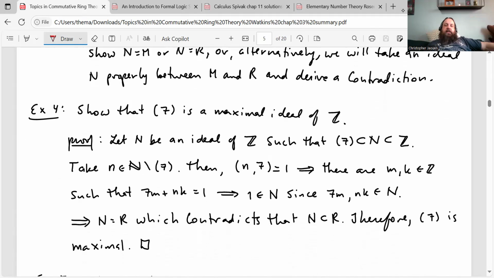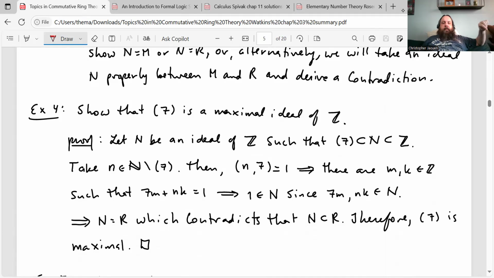Show that the ideal generated by 7 is a maximal ideal of the integers. And here's my proof. Let N be an ideal of Z such that the ideal generated by 7 is strictly contained in N, strictly contained in Z, and take n in the set difference of N with the ideal generated by 7. Then the GCF of n and 7 is 1, right? They're relatively prime, which implies that there are m, k in Z such that 7m plus nk equals 1. That's by the division algorithm.